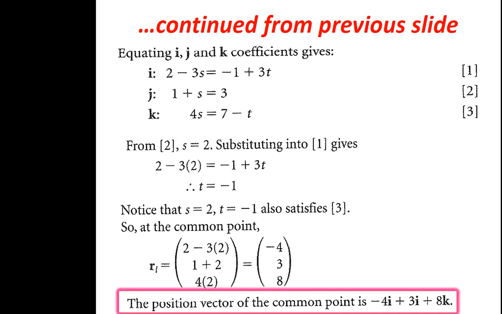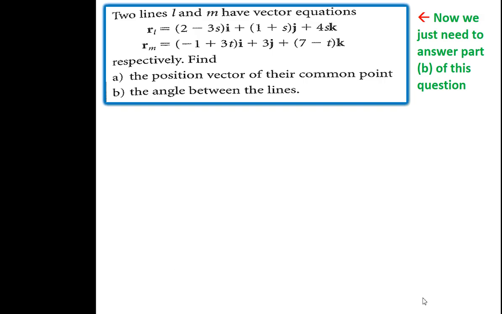3j. Oh, whoops, that's meant to be a j, by the way. So go back, and if you wrote negative 4i plus 3i plus 8k, that's a mistake. Please change this one to a j. It must have just gotten cut off. That should be a j there. So I've just repeated the question.